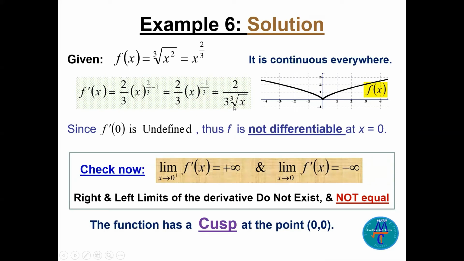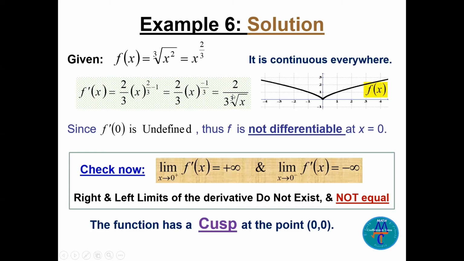See, this is the third case now. The function is not differentiable at a number. This is different from a sharp corner. This is different from a vertical tangent. Let's check now the limit of f prime as x goes to 0 from the positive side. See, if x is positive here, the cube root is positive. So it will be plus infinity.